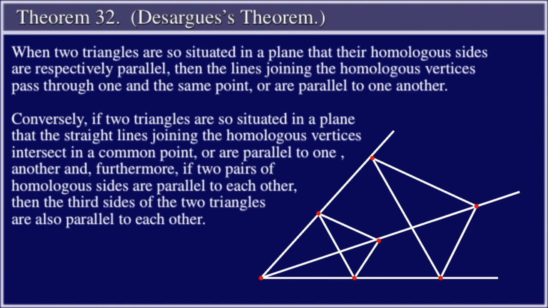Conversely, if two triangles are so situated in a plane that the straight lines joining the homologous vertices intersect in a common point or are parallel to one another, and furthermore, if two pairs of homologous sides are parallel to each other, then the third sides of the two triangles are also parallel to each other.